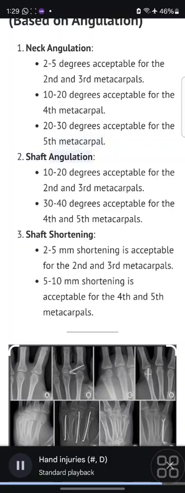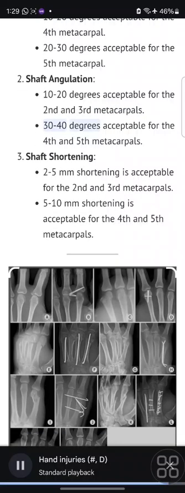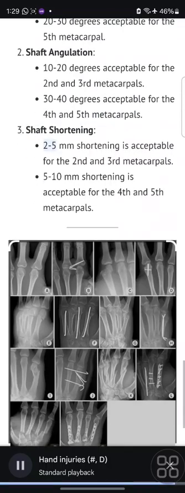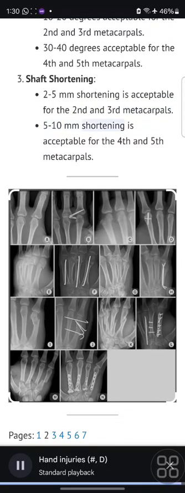2. Shaft angulation. 10 to 20 degrees acceptable for the second and third metacarpals. 30 to 40 degrees acceptable for the fourth and fifth metacarpals. And 3. Shaft shortening. 2 to 5 mm shortening is acceptable for the second and third metacarpals. 5 to 10 mm shortening is acceptable for the fourth and fifth metacarpals.